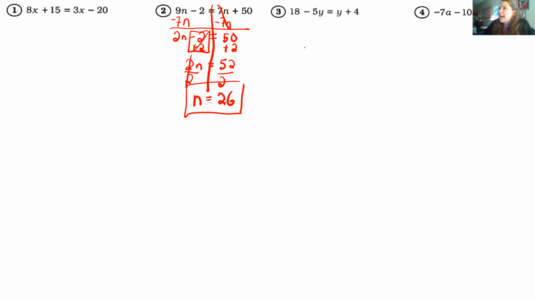Number 3, I have a negative 5y on the left side of the equal sign and a positive y on the opposite side. So I'm going to make my line. I'm going to get rid of the negative 5y. So the opposite, or how I get rid of a negative 5y, is I'm going to add 5y to both sides of the equal sign. Bring that down. So I bring down my 18. This goes away. I canceled it. 1y plus 5y is 6y plus 4.